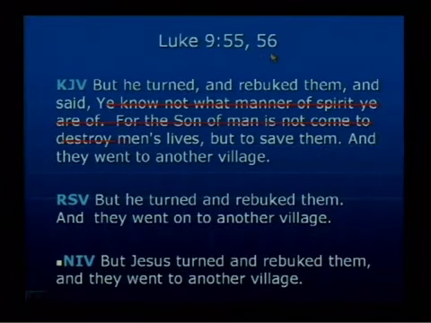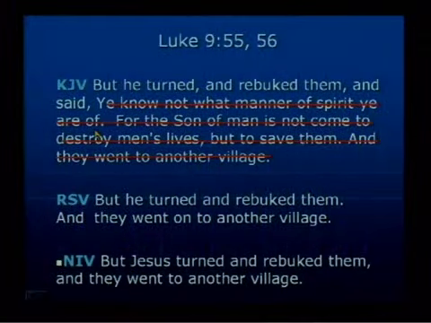Luke chapter 9, verse 55 and 56. Just look what disappears. RSV: But he turned and rebuked them, and they went into another village. The NIV: But Jesus turned and rebuked them, and they went into another village. You know, besides being strange, it's a stupid verse. But he turned and rebuked them and said, ye know not what manner of spirit ye are of.